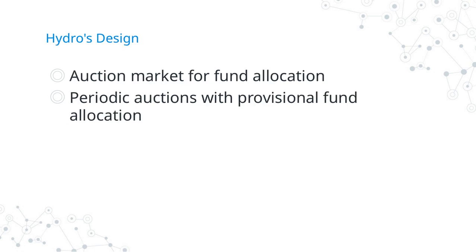Hydro allows projects to compete for access to funds via the governance power of H-Atom holders. The process functions as an auction market where fund allocation is provisional. Sequential auctions occur periodically, fostering competition and ensuring resources are distributed efficiently.